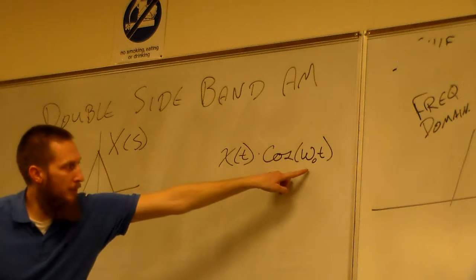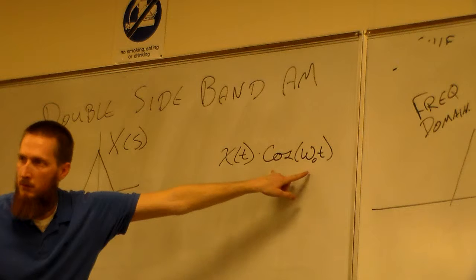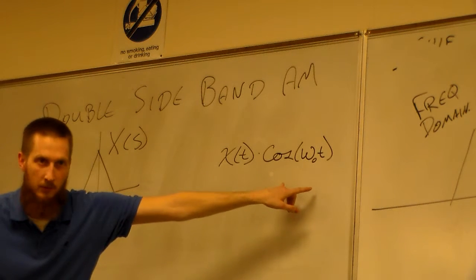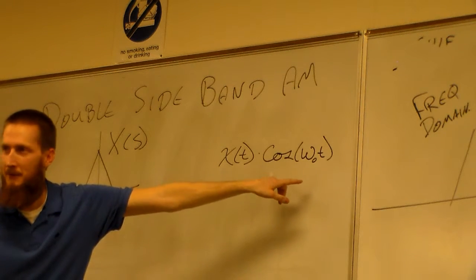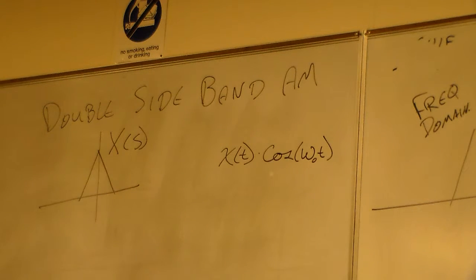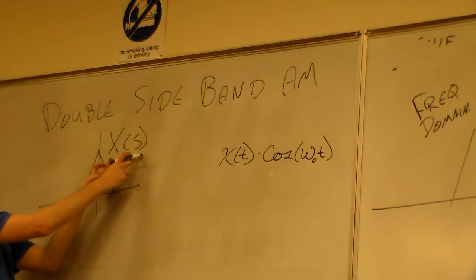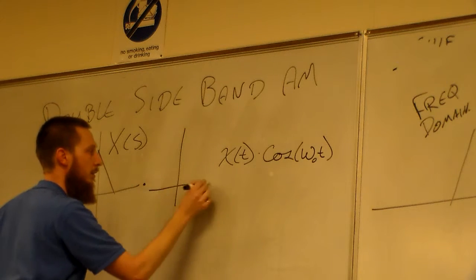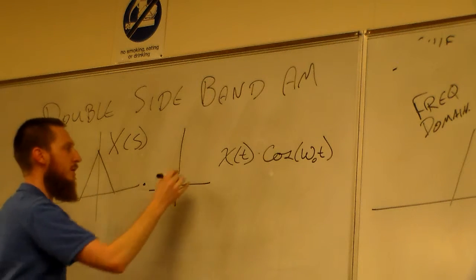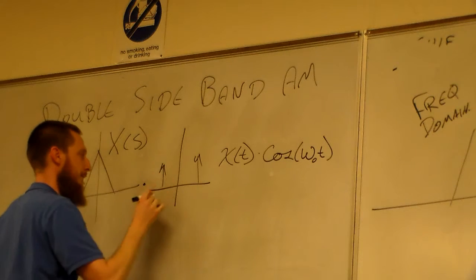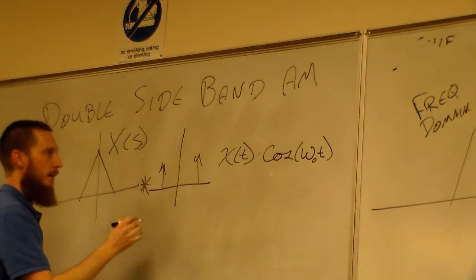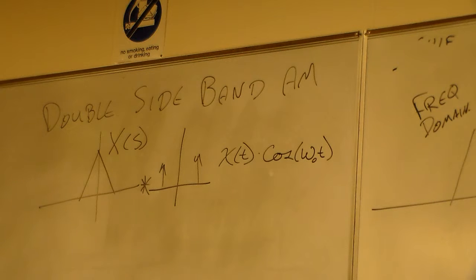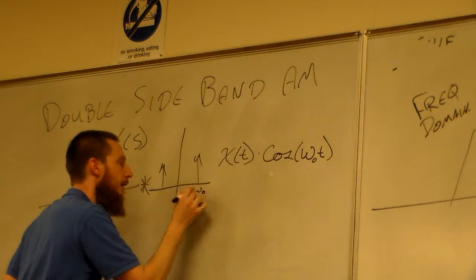What's the Fourier transform of cosine omega naught t? Somebody said earlier, two pulses, right? So if this is x of s, and this is just a random, I just picked a triangle, it could be anything. We're going to multiply it by this cosine. Cosine is two delta functions. And where are the delta functions located? Omega naught and minus omega naught.